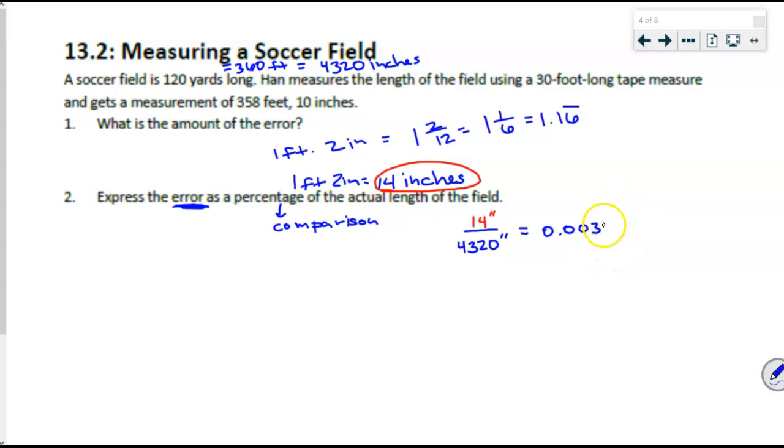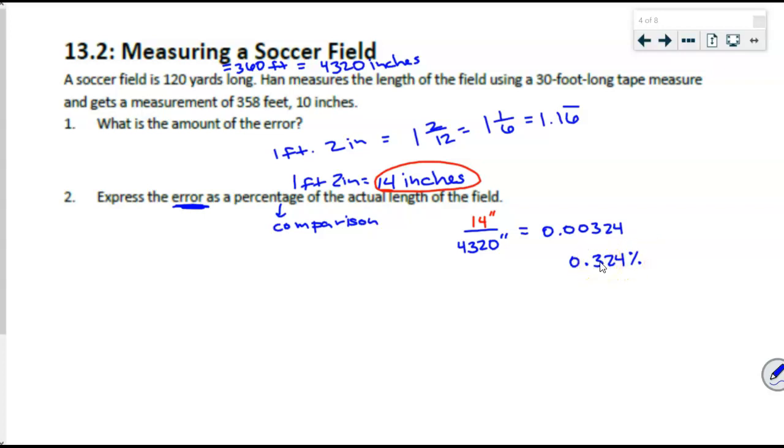324, great. So what does that actually mean? Is this a percent yet? Nope, we need to convert it to a percent. So I'm just going to move that decimal place over: 0.324% error. Is that a huge, major error in his measurement? Not in the grand scheme of things, but is it accurate?